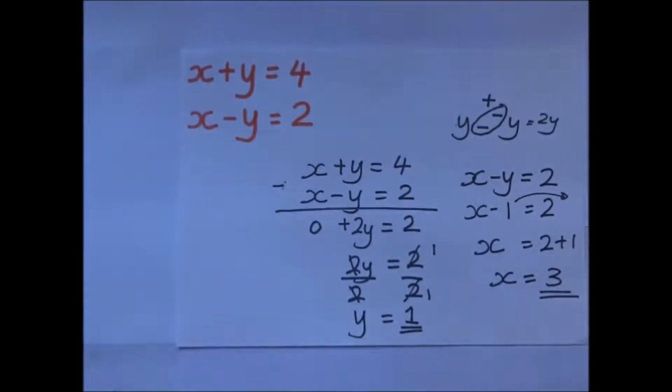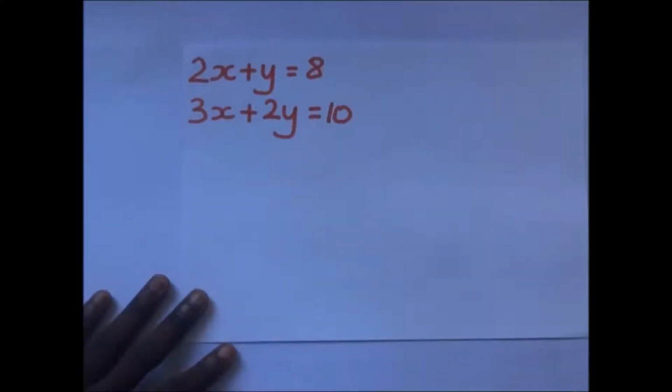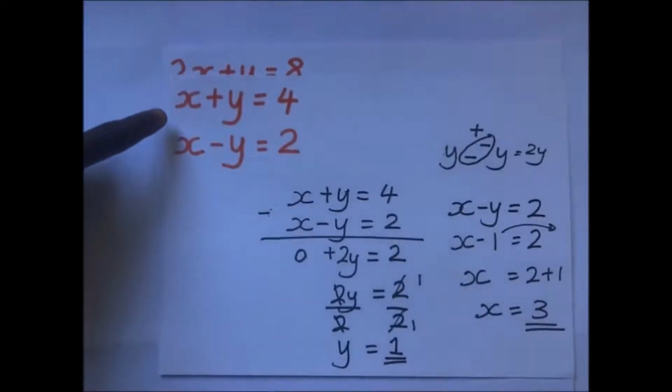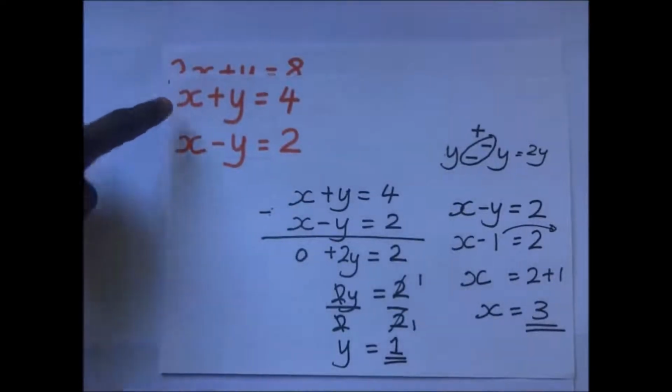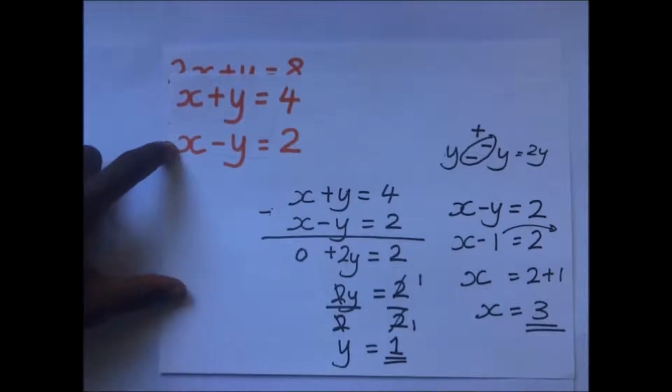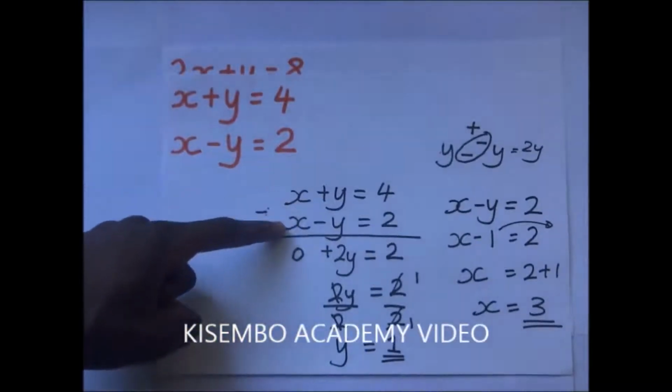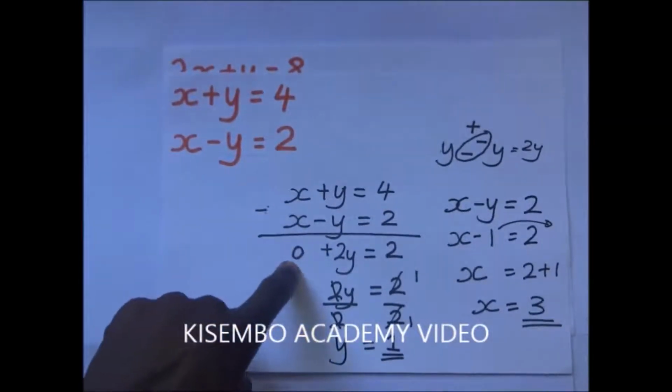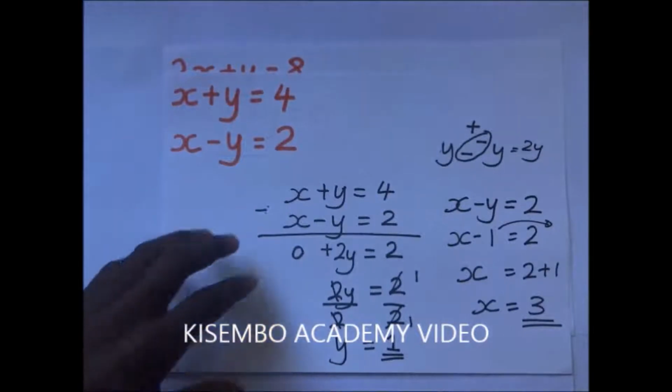Let's do another example. This is our other example, just like in our previous video. We are seeking to eliminate. Now remember, in our previous example, you realize that the coefficient of x here was 1, the coefficient of x here was 1. So it was just easy, you just subtract and you get 0. And you get the answer. But now we are faced with a circumstance whereby the coefficients are not 1, they are different.